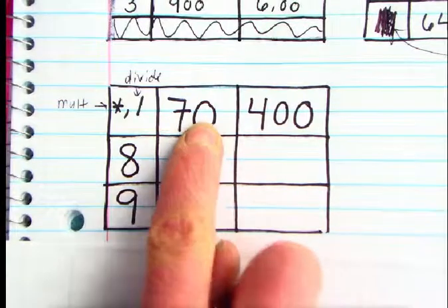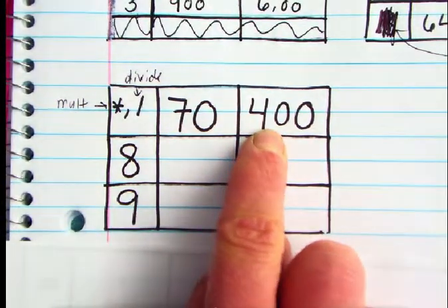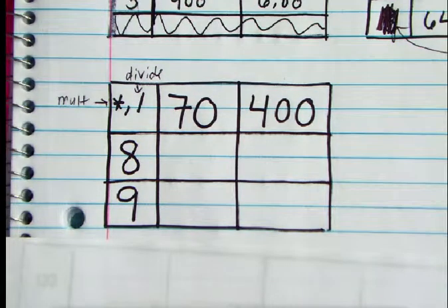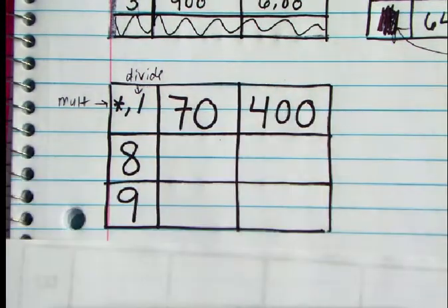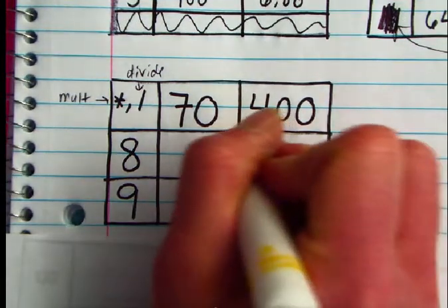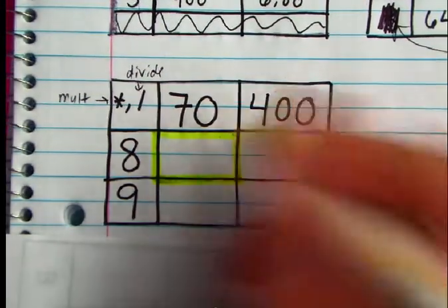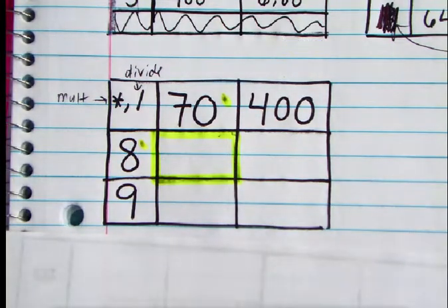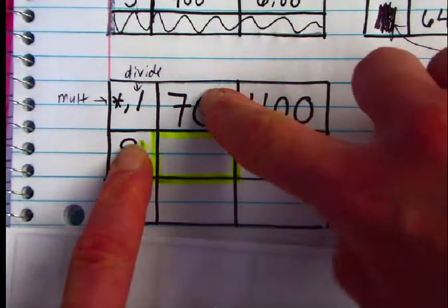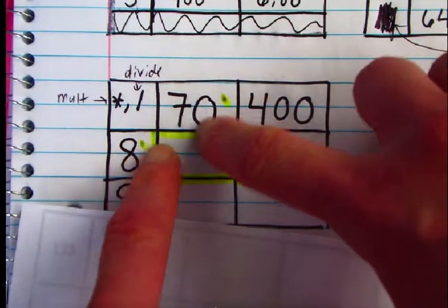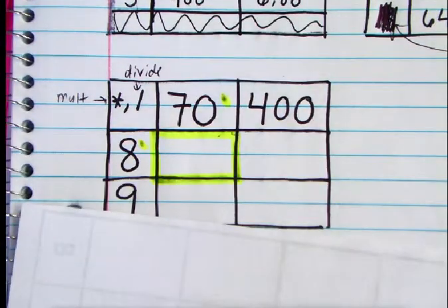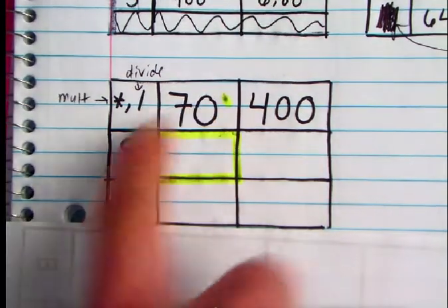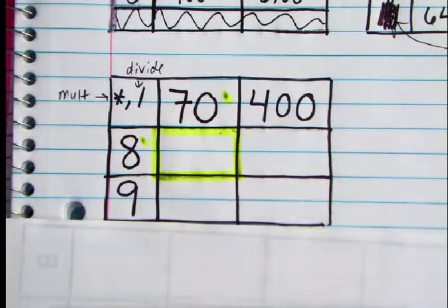I have 70 on the top and 400 on the top. On the side I have 8 and the number 9. So the first thing we're going to do is fill in this square. So we are going to do 70 times 8. And how I keep these straight is I take my fingers where the factors are and I run them together until they meet in the first box. So we are going to use the factors 70 and 8 to find the product for that box.